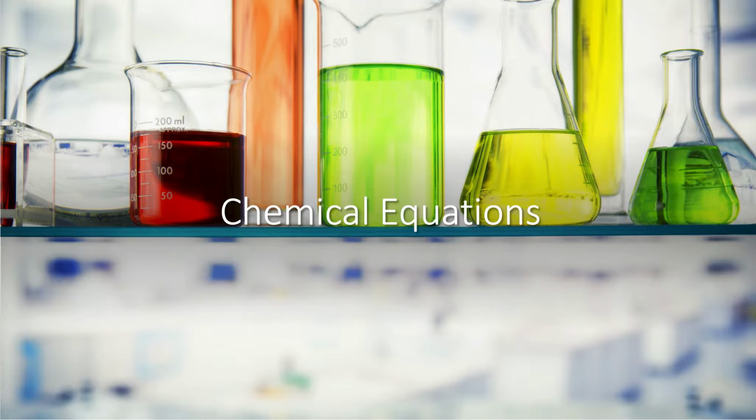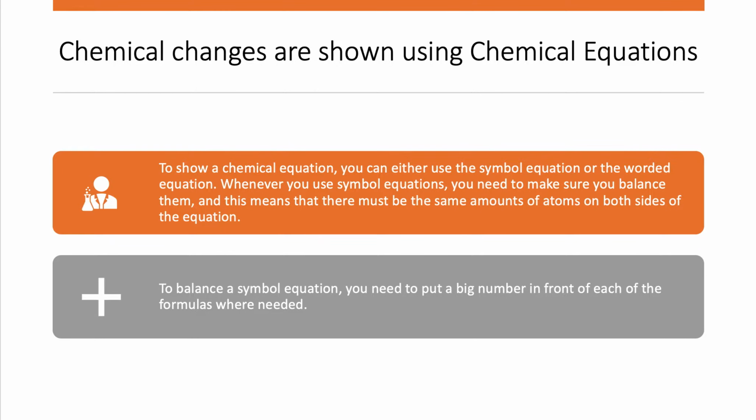In this video we're going to be looking at chemical changes and their chemical equations, the reactants and the products, and we're going to end off by looking at an example. So first of all, chemical changes which are shown using chemical equations.